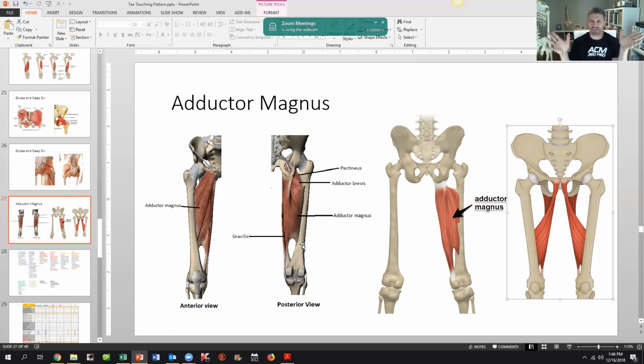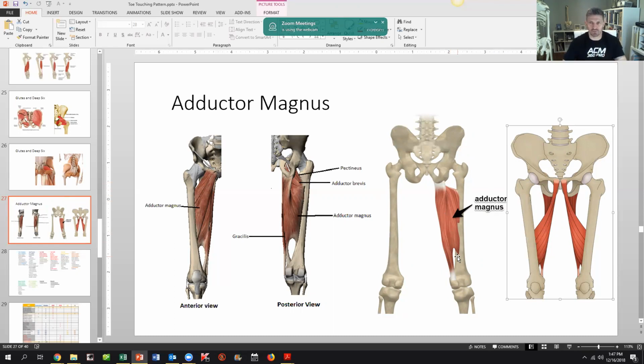So adductors are bringing the legs together. Your adductor group, those 5 muscles, are also responsible for hip flexion because they all originate anteriorly on the pelvis. So it makes sense. Hip flexion, adduction, and some internal rotation. That would be great because that's what we're trying to get. We're trying to get internal rotation, hip flexion when we do a toe touch pattern. The interesting part is that adductor magnus acts like a hamstring muscle in a way that is posterior to the pelvis on the ischial tuberosity, and the posterior fiber is attached to the femur.